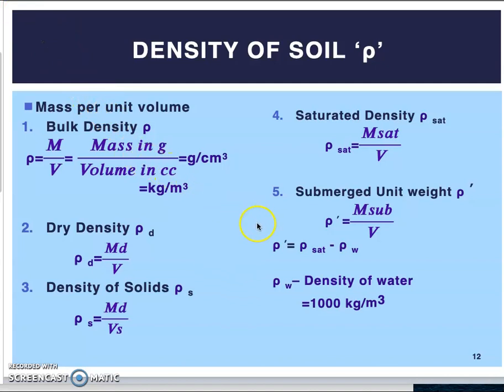Now before that, there is one homework for you. You need to tell me, how do we find out the mass of the soil? How do we measure it in the lab? How do we do it physically? Which instrument are we going to use? Volume we know, maybe measuring cylinders or something, but how do we find out mass?